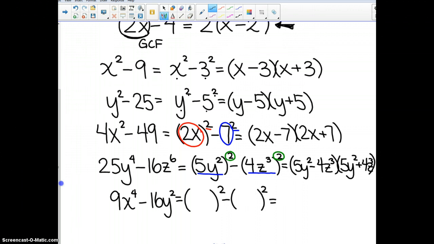But if we break 9x to the 4th down, we're going to square 3 to get 9, square x squared to get x to the 4th. 16 is 4 squared, and y squared is plain old y squared. So in our formula at the top, every place there's an a, we'll put 3x squared, and every place there's a b, we'll put 4y. That means this expression will factor 3x squared minus 4y and 3x squared plus 4y.